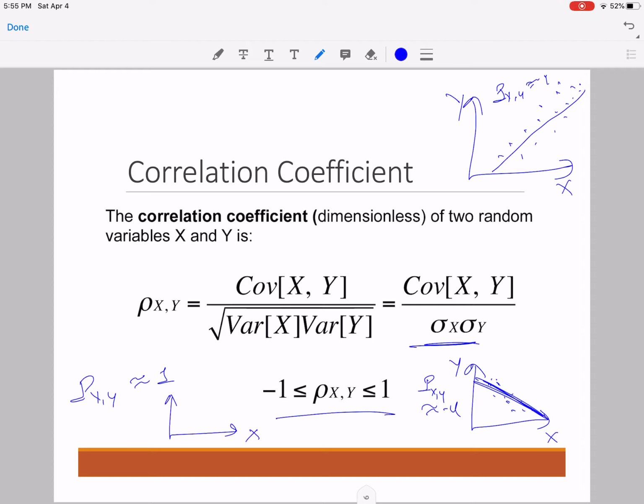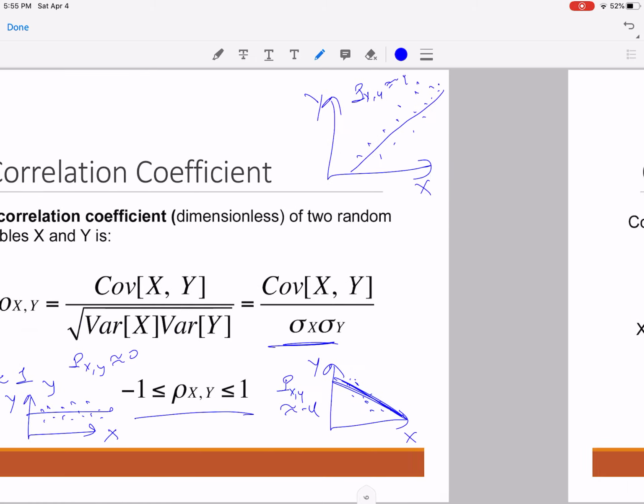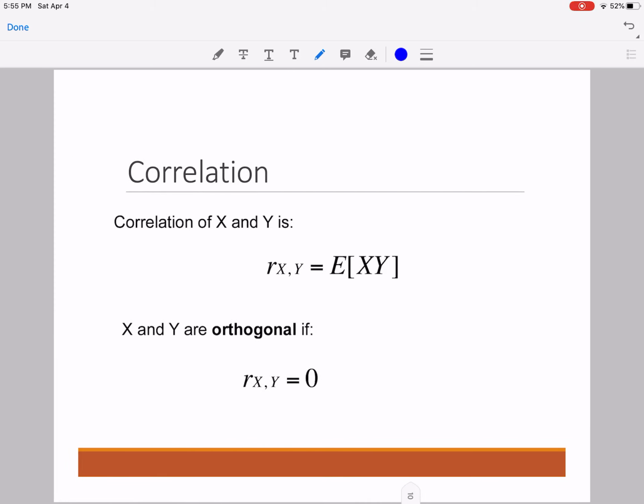However, if x and y have a correlation coefficient approximately equal to 0, then that means both x and y are uncorrelated. Meaning that you cannot devise a mathematical relationship between y and x to describe one variable with respect to the other. So that's the correlation coefficient. Then there's another term called the correlation.